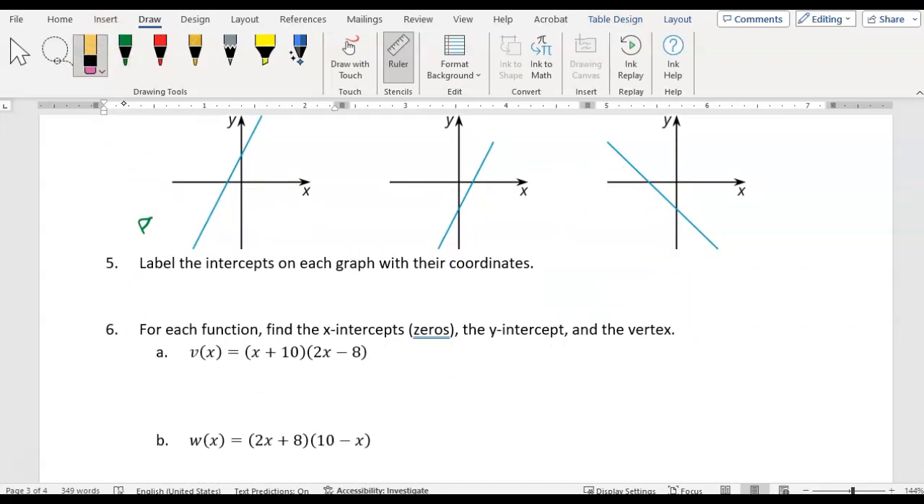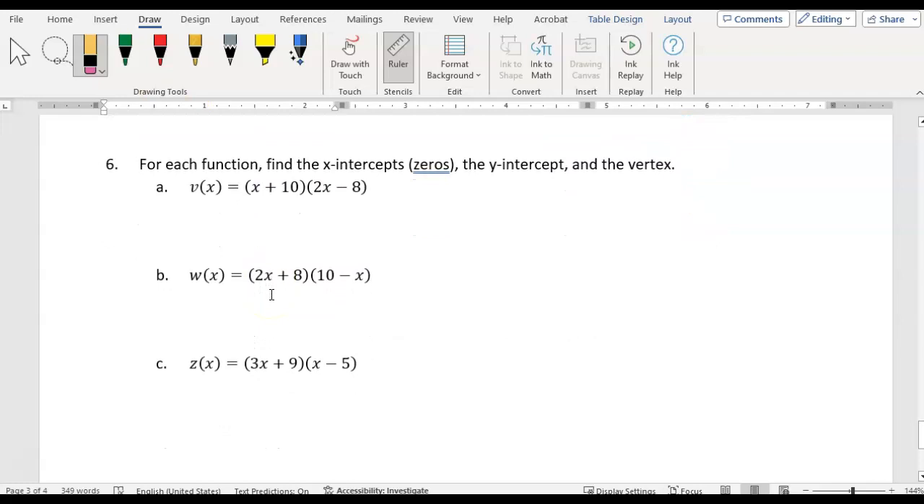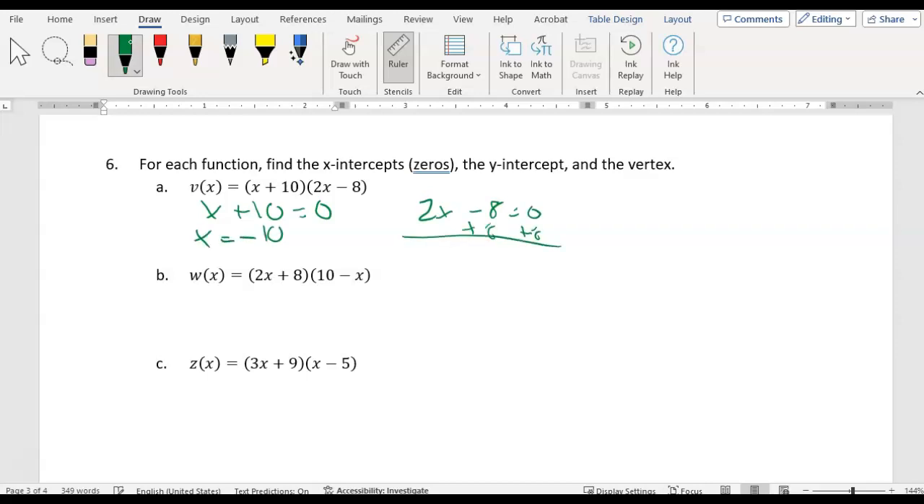So for each function, the last one is to find the x-intercepts, zeros, the y-intercept, and the vertex. So similar to what you did at the very beginning. So we're going to set both of these to 0. We'll get x equals negative 10 here, add 8 to both sides here. Then 2x equals 8, divide by 2, x equals 4. So our x-intercepts are negative 10, 0, and 4, 0.